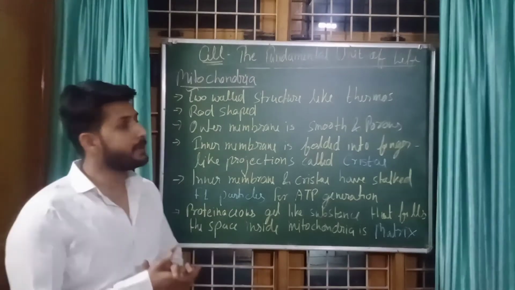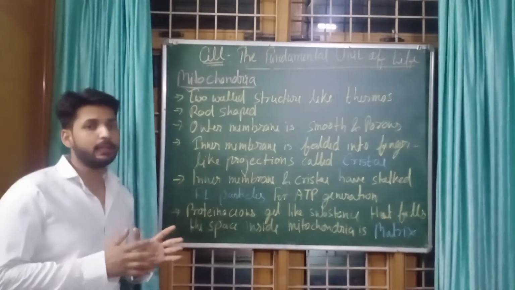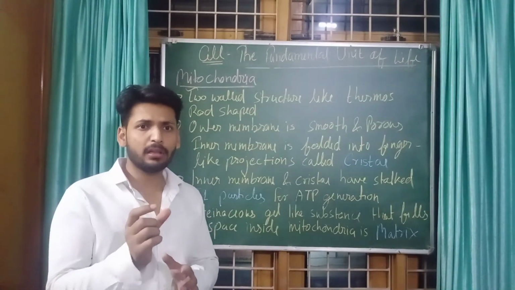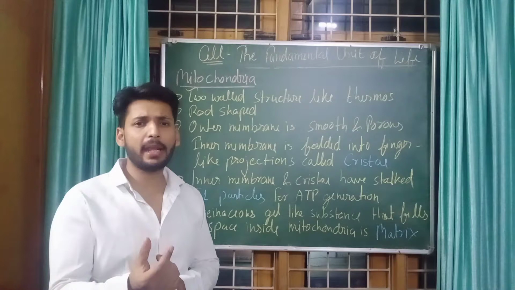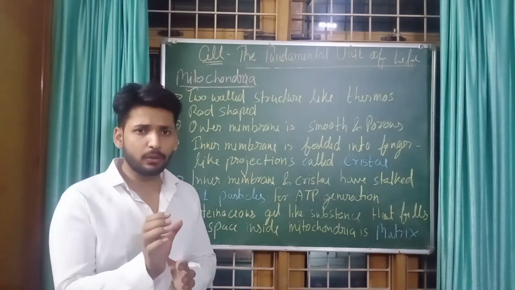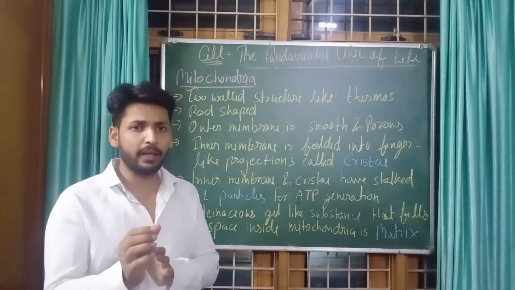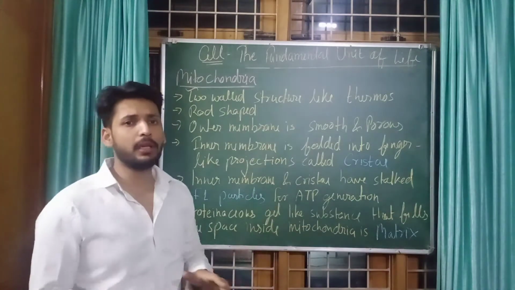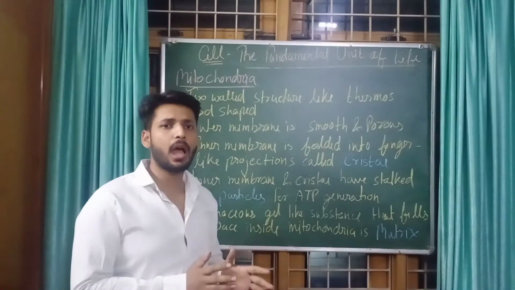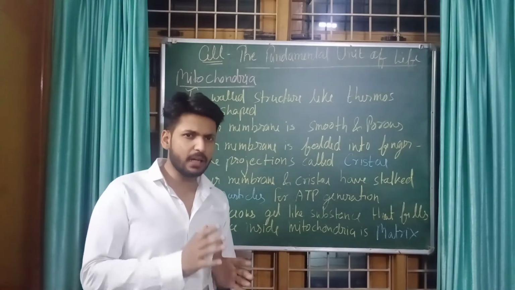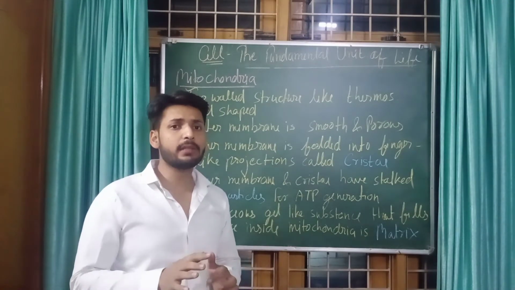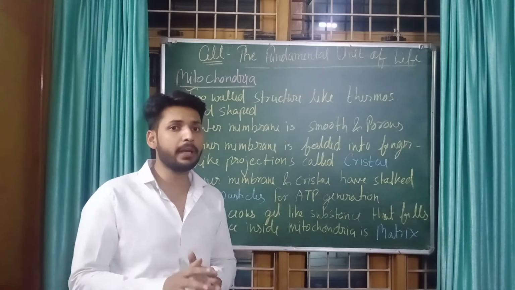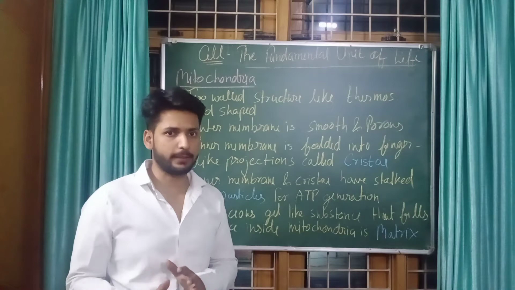Actually, mitochondria is a two-walled structure like a thermos. You have seen a thermos bottle, yeah? It has two layers, one inside and another outside. In the same way, mitochondria also has an inner membrane and an outer membrane. Its inner membrane is folded into finger-like projections, and the outer membrane is smooth and porous.